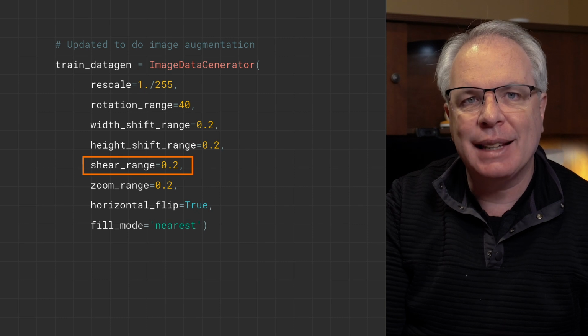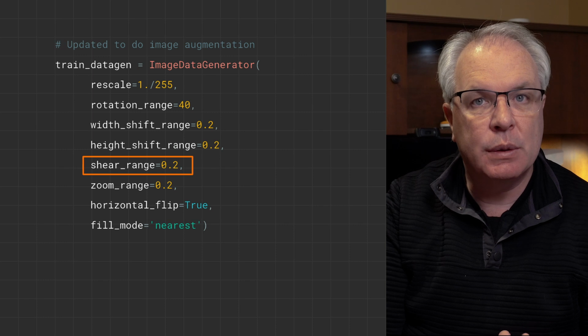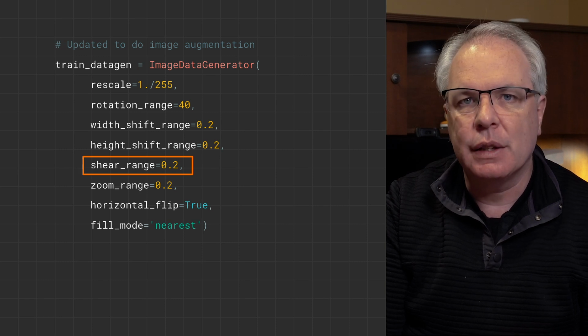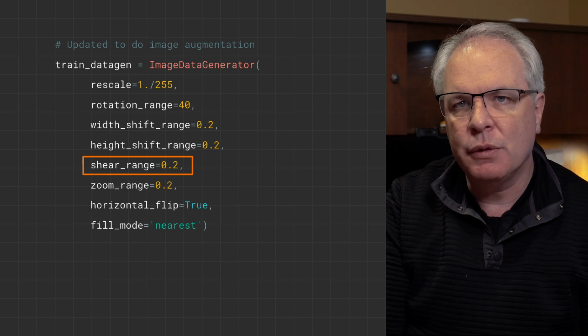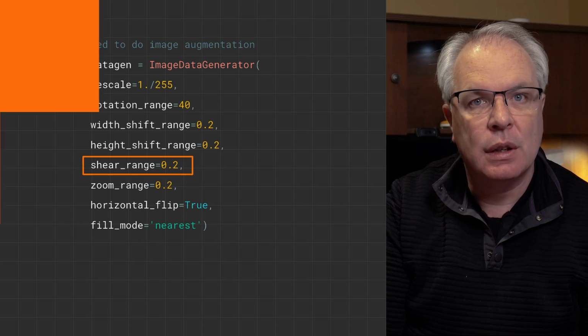Shearing can give an excellent effect, and you set it up with this parameter. The value is from 0 to 1, so at 0.2 like this, you can shear by up to 20%. To see when it could be useful, consider these images.